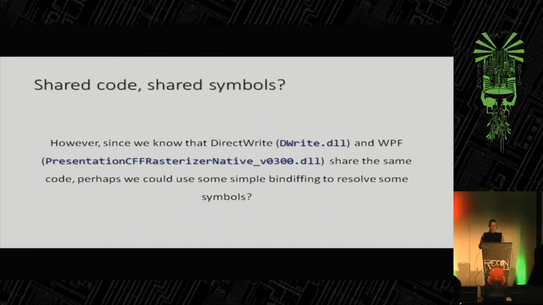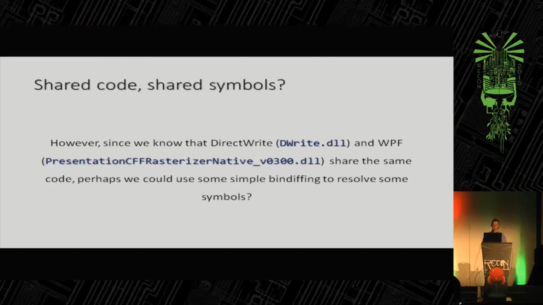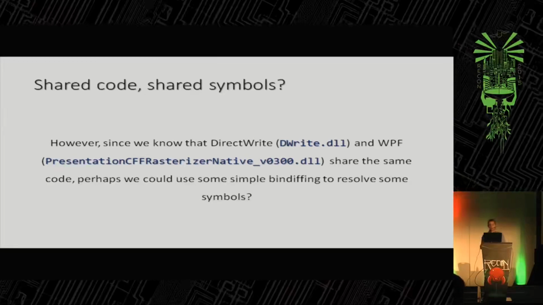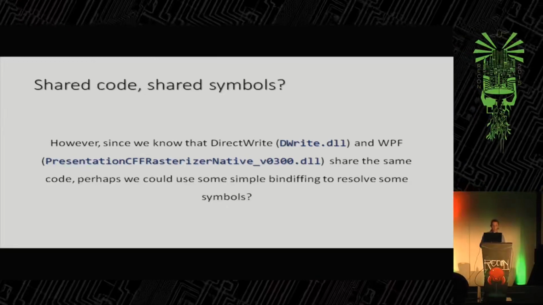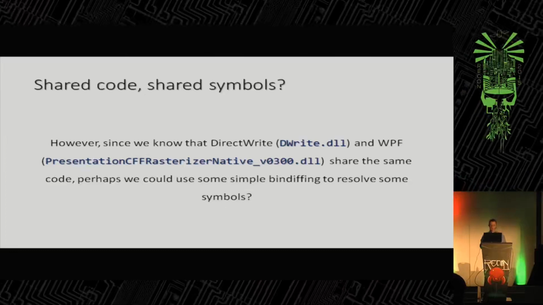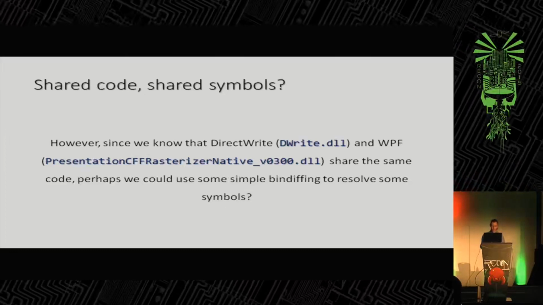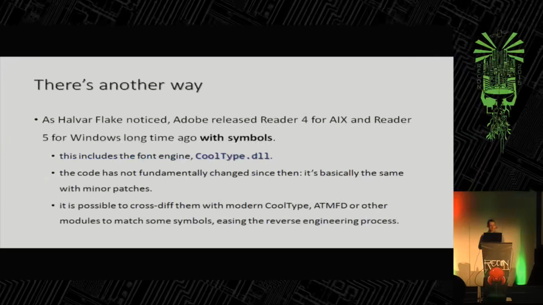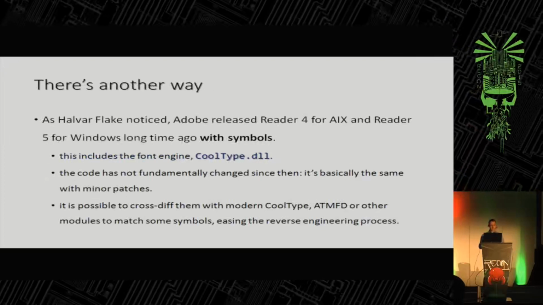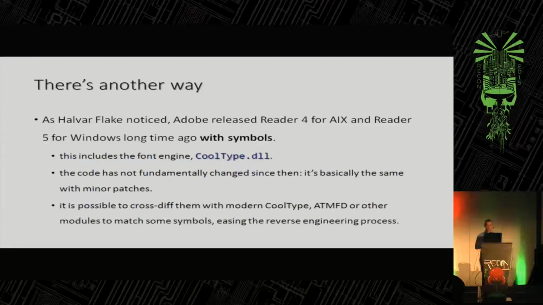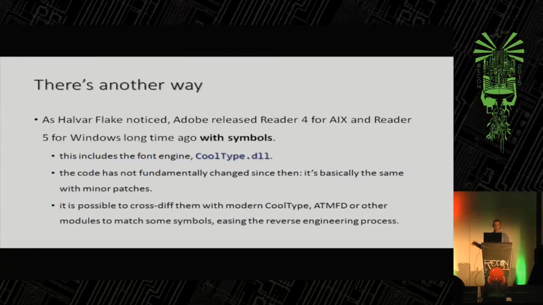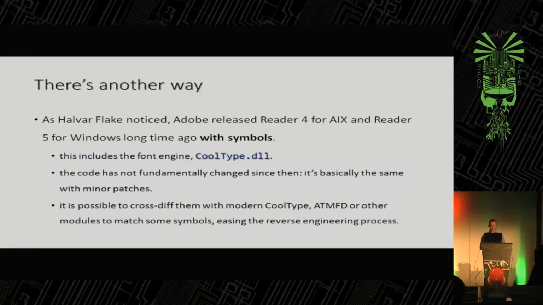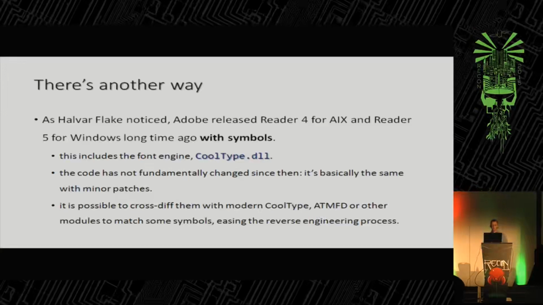But if we think about it, and if we recall that there are shared code bases, maybe we can actually take advantage of the fact that DirectWrite and Windows Presentation Foundation share the same code. So maybe we could see what the symbols are in those libraries, and then in some way put them to work with ATMFD. And it's definitely possible. We can do it with some functions, but there's another very interesting way, which is something that Halvar Flake noticed. And the thing is that Adobe, some long time ago, actually released some builds of Reader with debug symbols enabled. It was Reader 4 for AIX and Reader 5 for Windows. So this also included the font engine, CoolType.